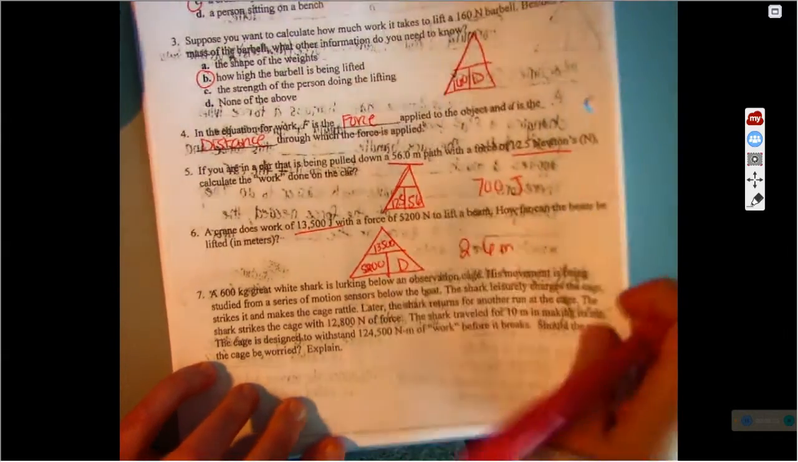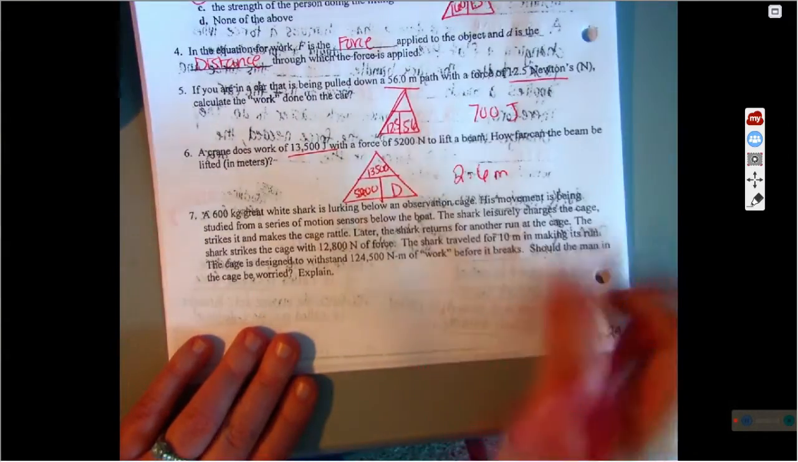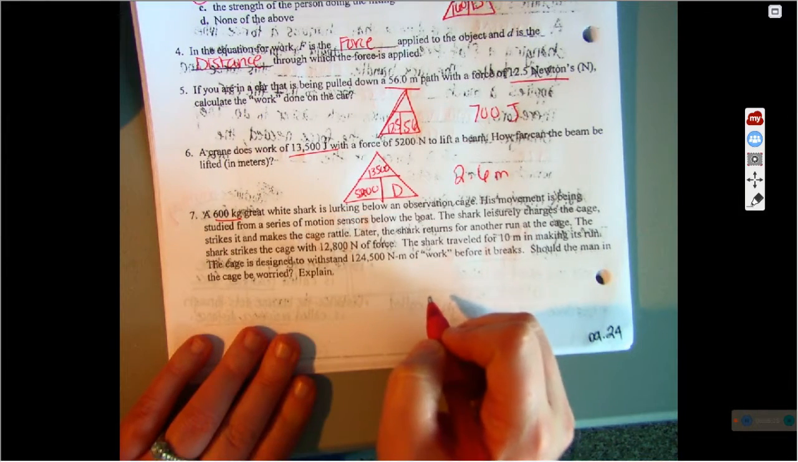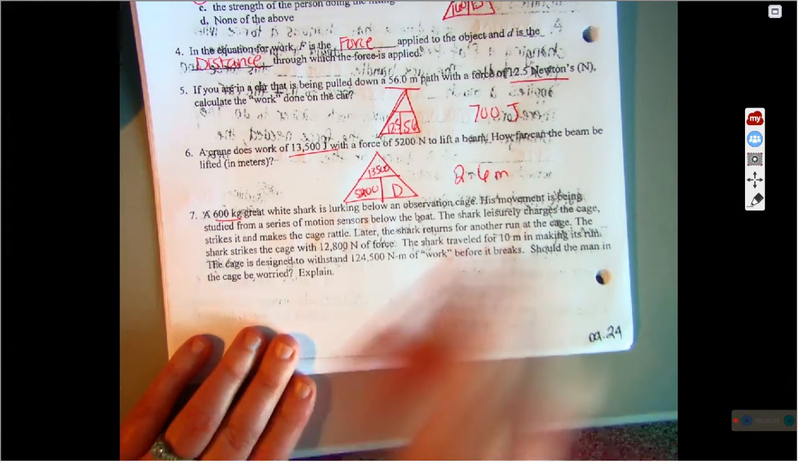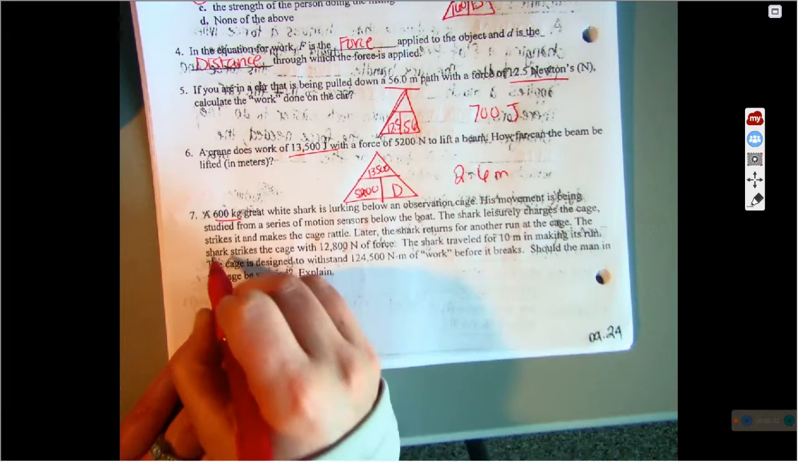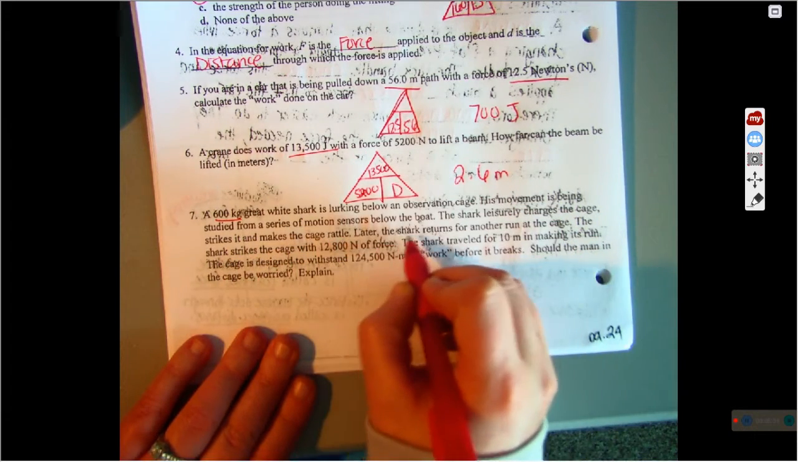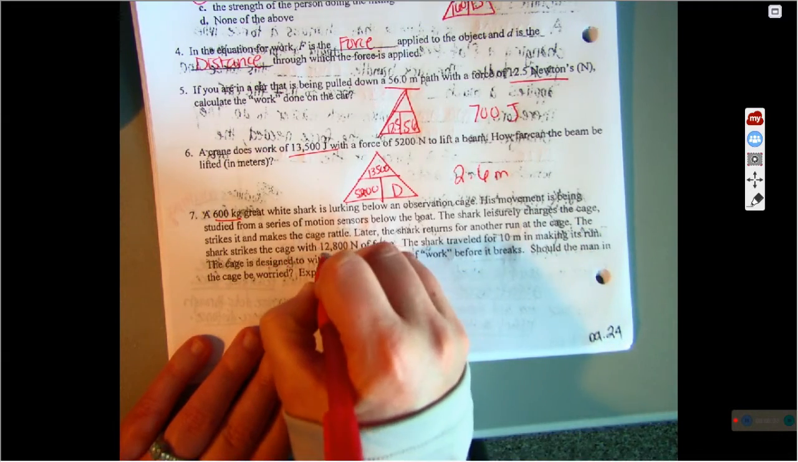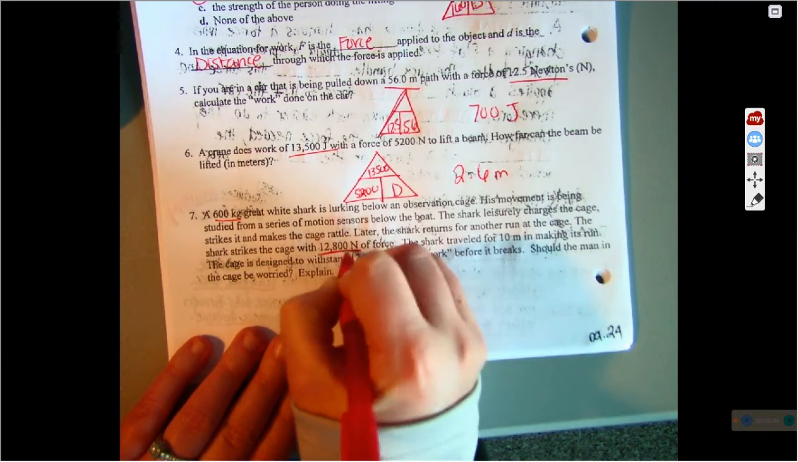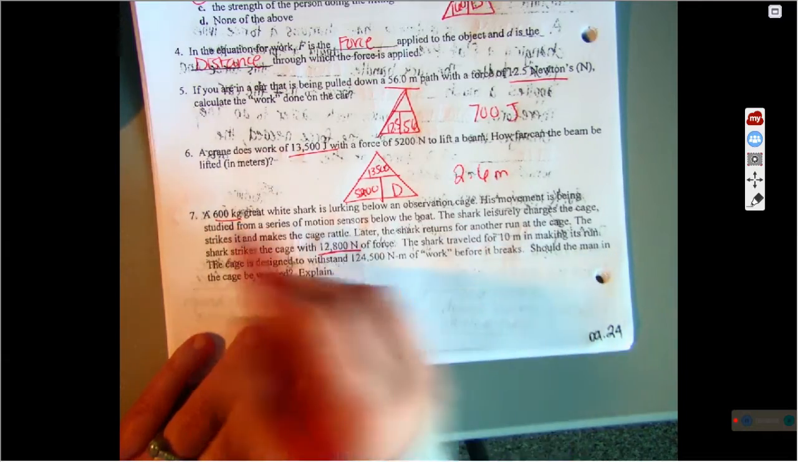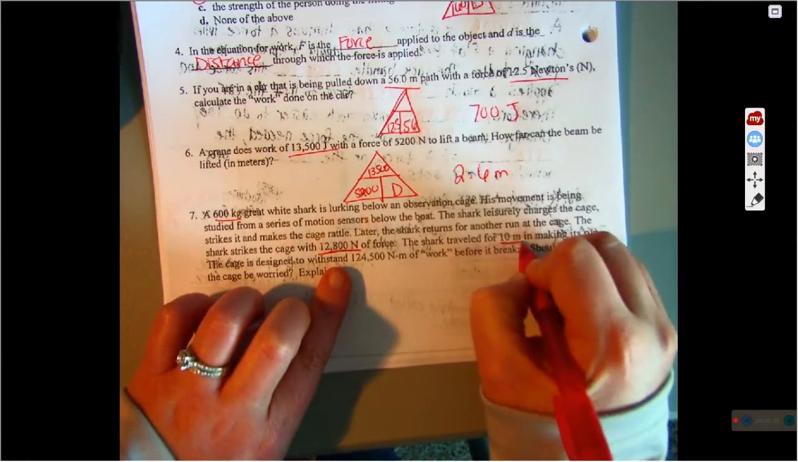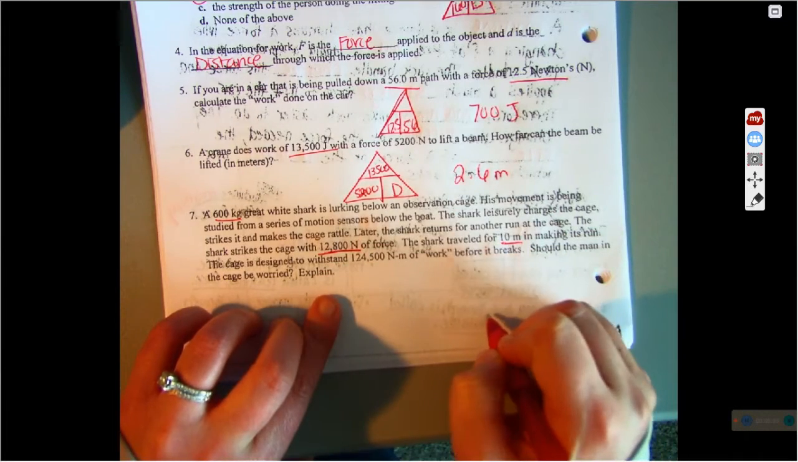All right, I want you to try this one out on your own, okay? You have a 600 kilogram great white shark. It's being studied using motion sensors on the boat. The shark leisurely charges the cage and strikes it. Later, the shark returns for another run at the cage. This shark strikes with 12,800 newtons. So here's your force, and your mass really is not going to matter right this second. The shark traveled for 10 meters, force and distance, making its run.